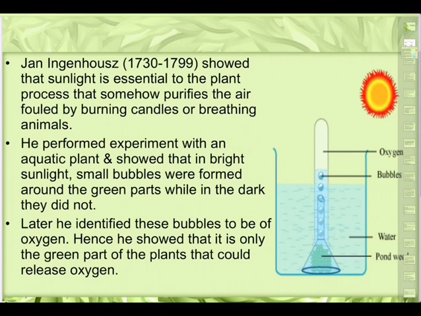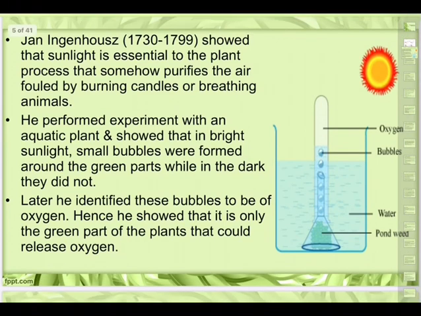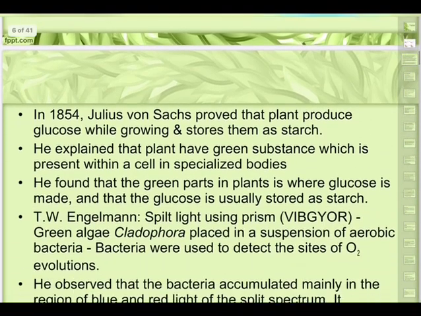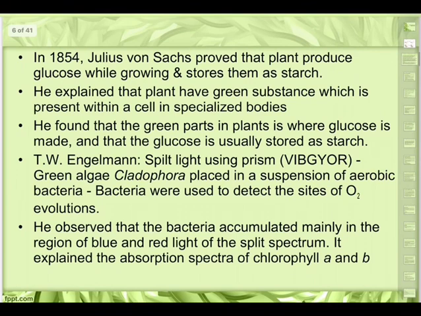How do you test this? At the end of this experiment, you take a matchstick and burn it, and the flame becomes vigorous, which shows that the test tube contains oxygen. Later he identified these bubbles to be oxygen. Hence he showed that it is only the green parts of the plants that can release oxygen.